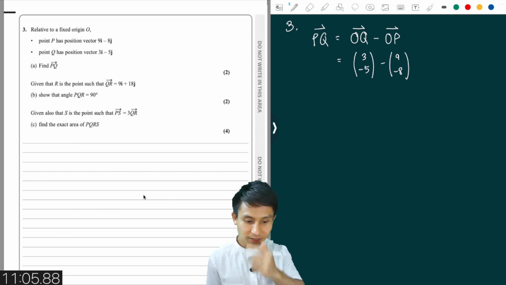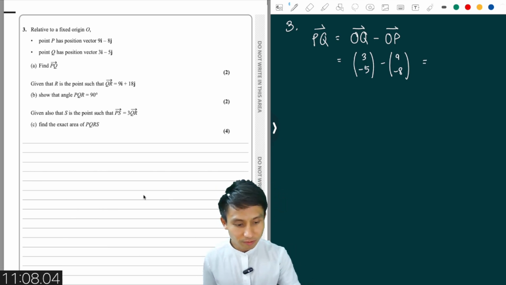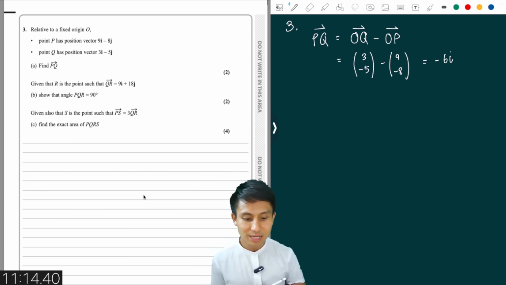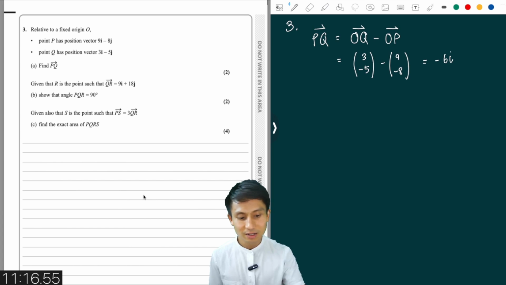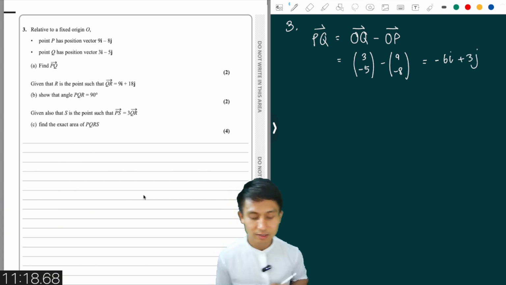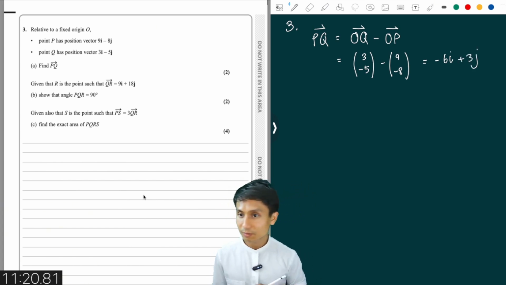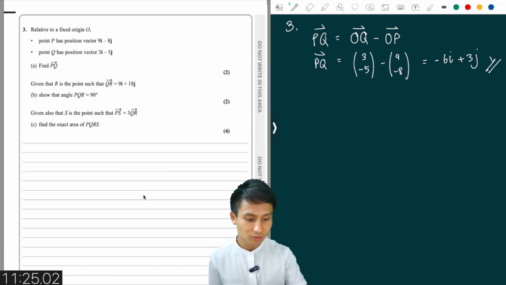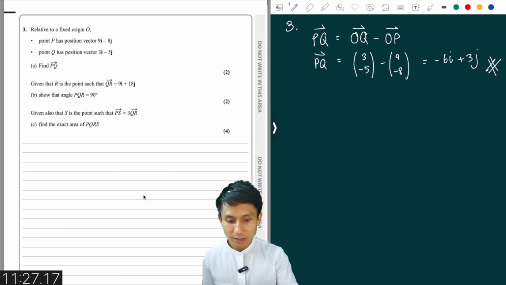Let me check the numbers. Okay, so it's going to be minus 6i, because 3 minus 9, and then minus 5 minus minus 8, that's minus 5 plus 8. So that's a plus 3j. All right, I'm happy with that. So that's the relative vector PQ. Okay, and that's part A.